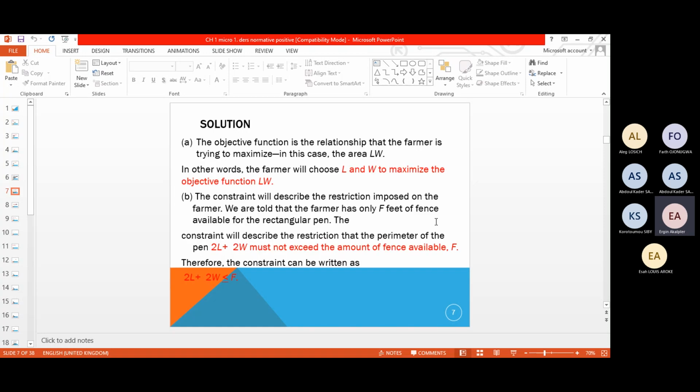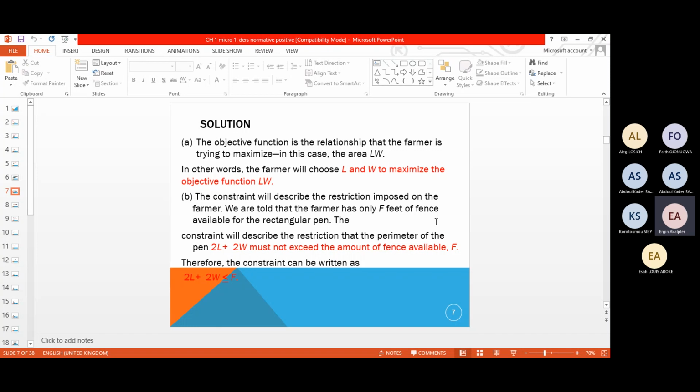The solution: the objective function is the relationship that the farmer is trying to maximize, in this case, the area, a function of length and width, L and W. In other words, the farmer will choose L and W to maximize the objective function of L and W, so-called length and width. B, the constraint will describe the restriction imposed on the farmer.